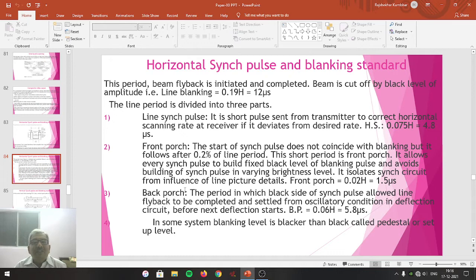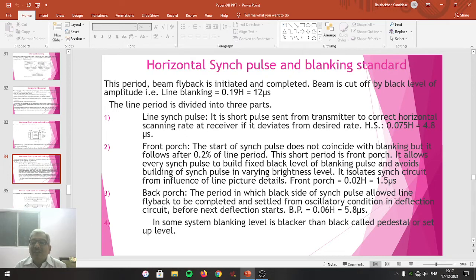The third part is back porch. The period in which the black side of the sync pulse is allowed, the line flyback to be completed and settled from oscillatory condition in the deflection circuit before next deflection starts. It is of the period of 0.06 times the horizontal line. It is of 5.8 microsecond.